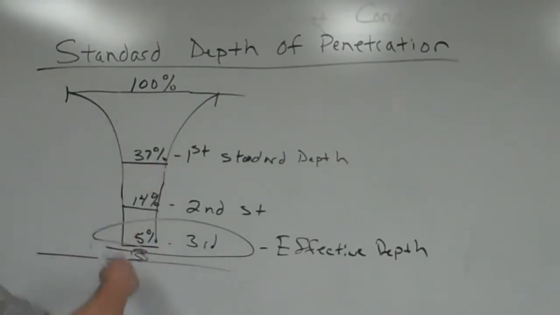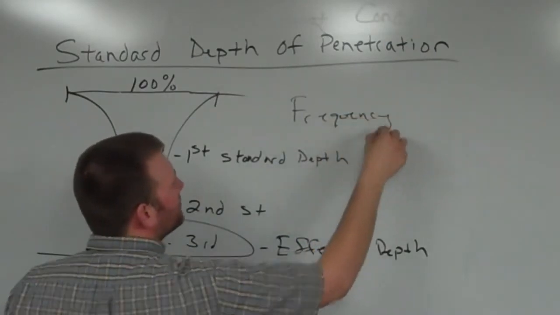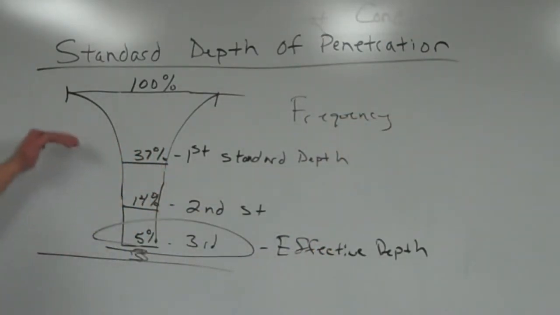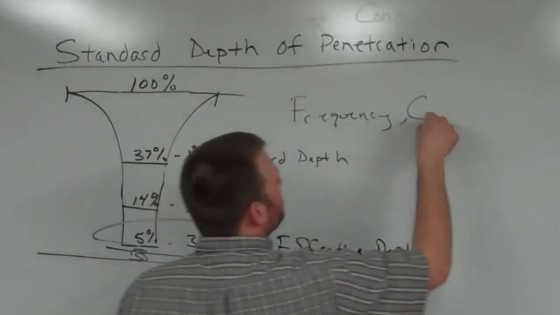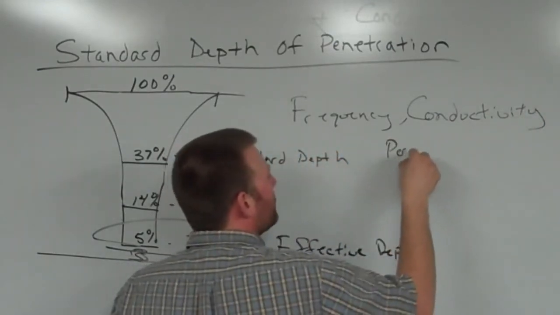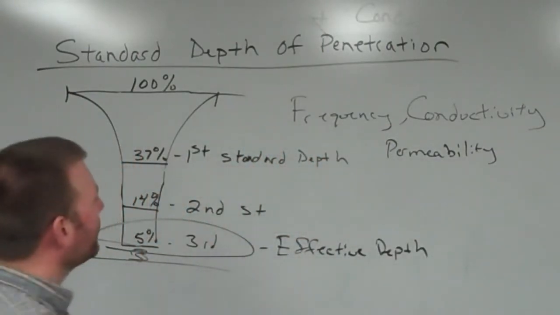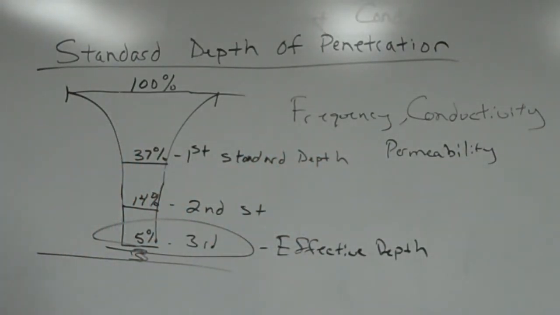We can change this mainly with frequency. If we raise the frequency from 100 kilohertz to 1 megahertz, all this goes way up here. If we lower the frequency from 100 kilohertz to 50 kilohertz, it comes down here somewhere. That's one way. We can also change it with conductivity, and we can also change it with permeability. So, basic stuff: frequency, conductivity, permeability. Those three terms control our eddy current depth of penetration.